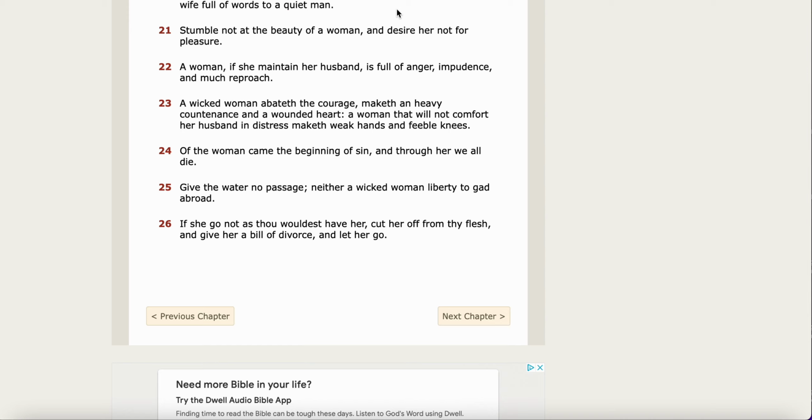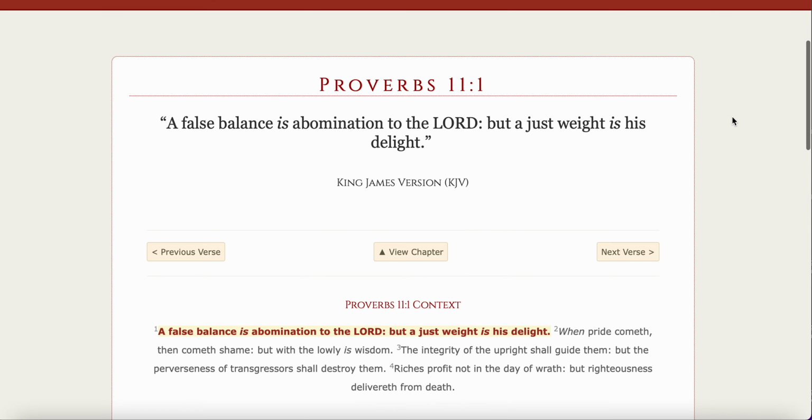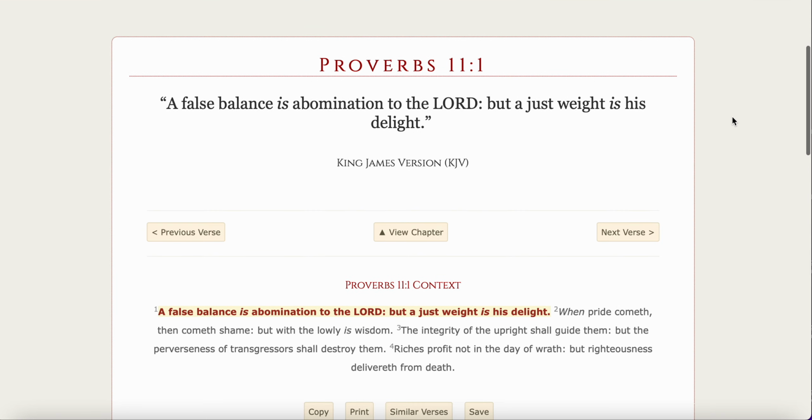This is Proverbs, and I'm going to close out with this scripture. Proverbs 11:1. A false balance is abomination to the Lord, but a just weight is his delight. When pride cometh, then comes shame, but with the lowly is wisdom. You're not hearing Kanye West and all of those guys talking about the basic things, and giving you wisdom on how to live your life and how to understand basic tenets of life, but that's coming from the men of the Lord, and I'm not saying I'm one.